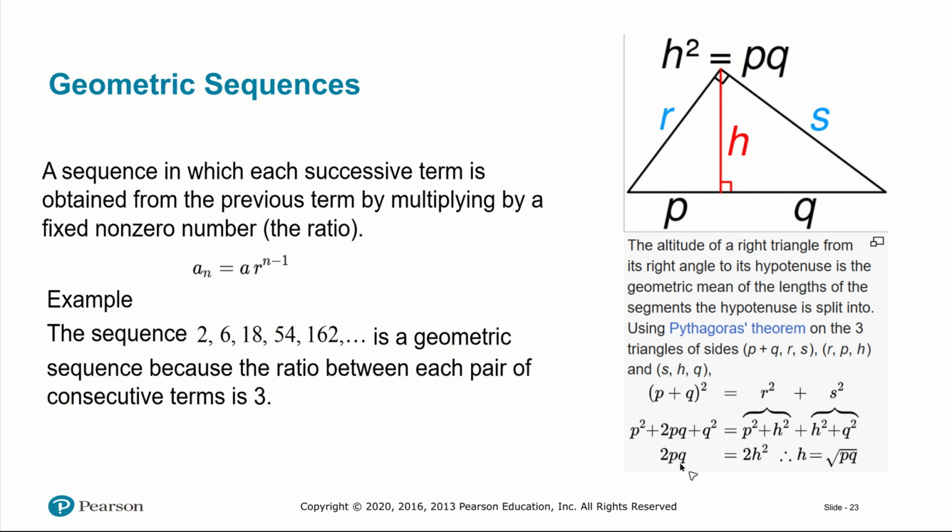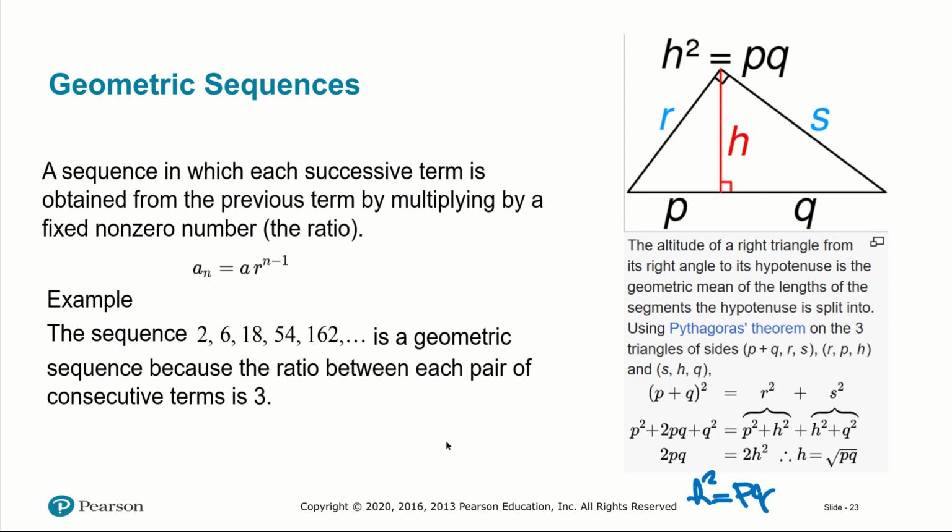So you end up with 2pq equals 2h squared, because there's one h squared and there's another. Now divide both sides of that by 2, you end up with h squared is equal to pq. So therefore h is just going to be the square root. We just take the square root of both sides at this point, or a more accurate thing to say would be that we apply the square root property, and we end up with h equals the square root of pq.